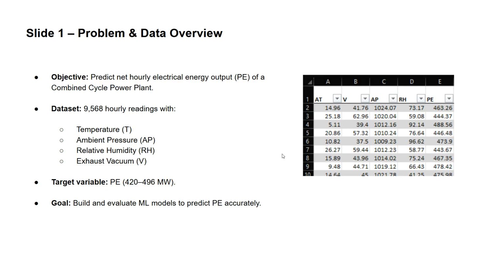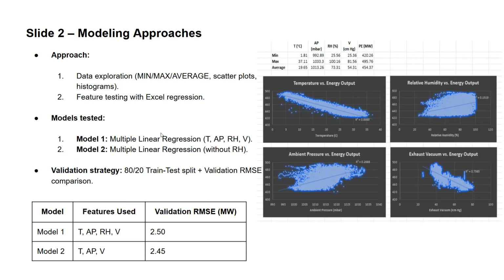I placed the entire data in an Excel sheet like this. Then in step 2, I started with exploratory data analysis in Excel using summary statistics and visual charts. Scatter plots revealed strong negative correlation with temperature, as you can see here, moderate impact from exhaust vacuum, and very little contribution from humidity. For model building, I tested 2 regression models.